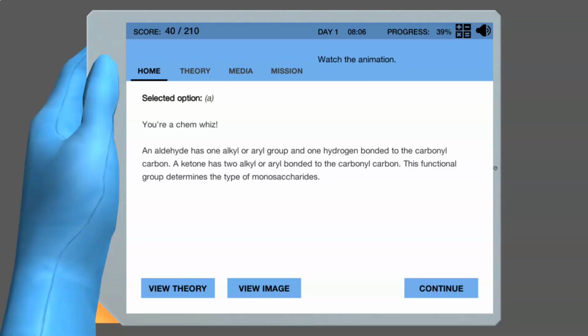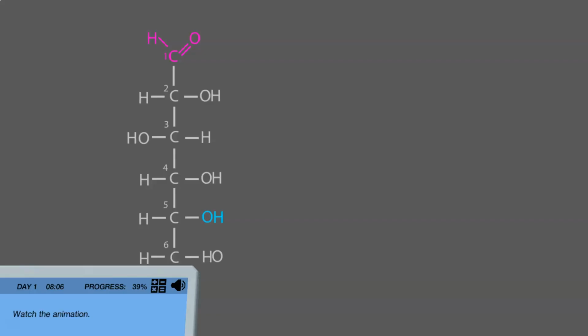An aldehyde has one alkyl or aryl group and one hydrogen bonded to the carbonyl carbon. A ketone has two alkyl or aryl groups bonded to the carbonyl carbon. This functional group determines the type of monosaccharides. Monosaccharides can exist as a linear chain or as ring-shaped molecules.